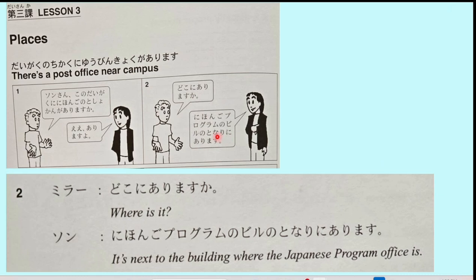That means the Japanese library of Japanese books is located next to the Japanese program office, next to the building of the Japanese program. So it is next to the building where the Japanese program office is, as you can see here: "Nihongo puroguramu no biru no tonari ni arimasu."